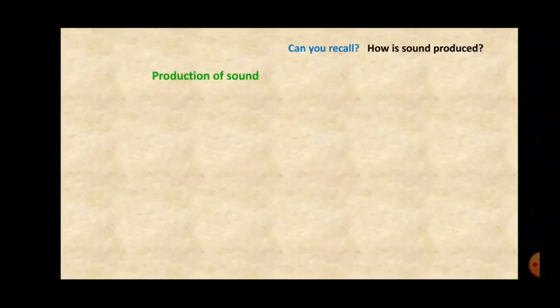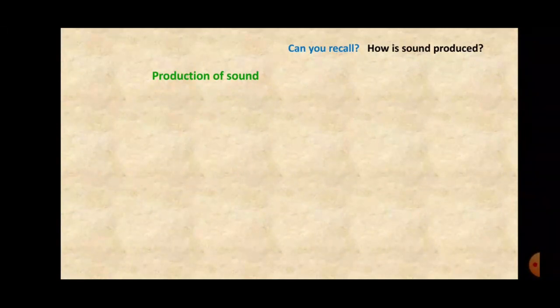Students, there is a question at the beginning of the lesson, in the heading: can you recall how sound is produced? Can you just recollect what you studied in your lower classes about how sound is produced? Yes, sound is generated from a vibrating object. If an object starts vibrating, sound is produced.